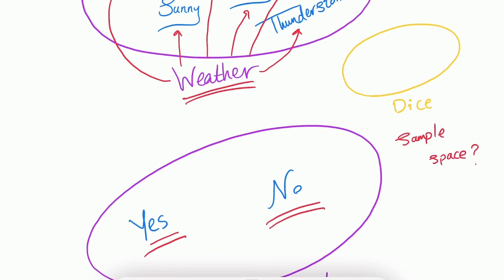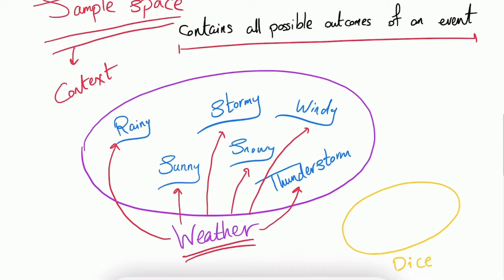So, as I said, the sample space is the possible outcomes that an event can have, and it must contain all of them. So we must take care so that we include all of the possible outcomes.